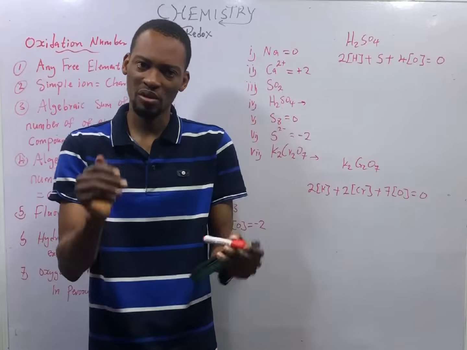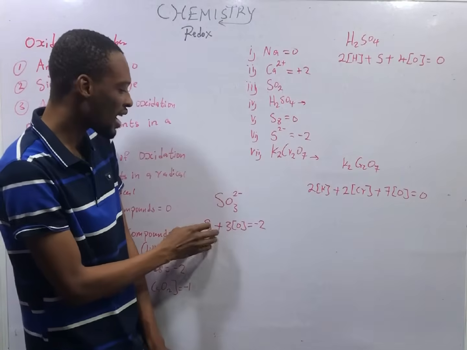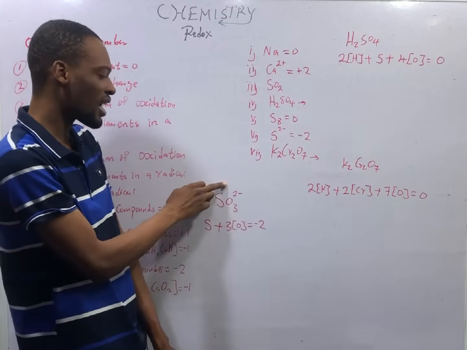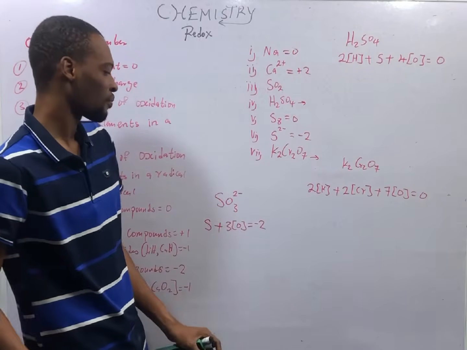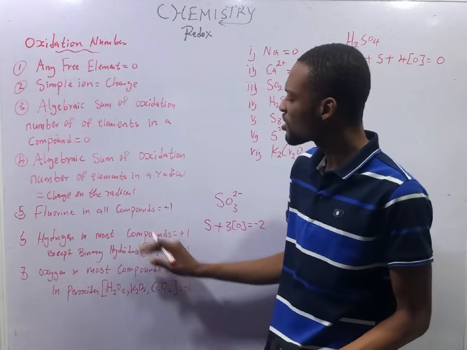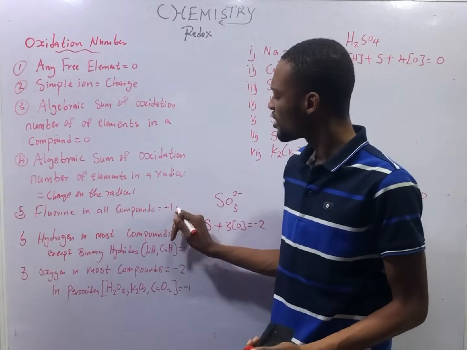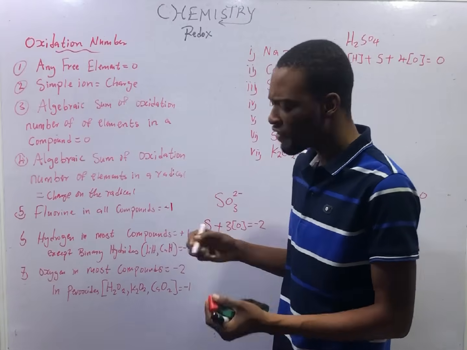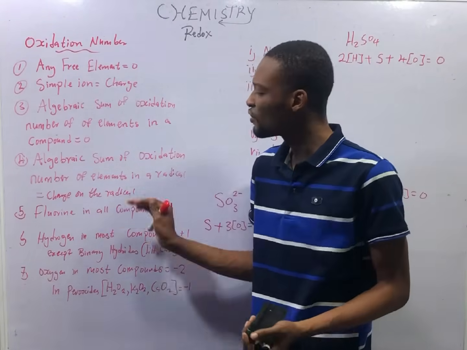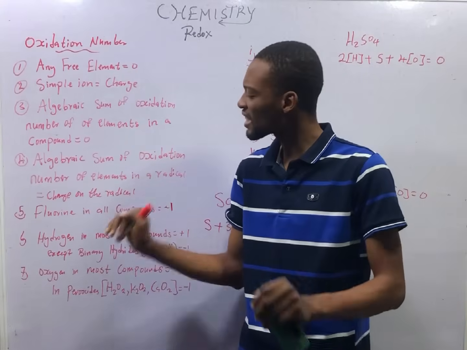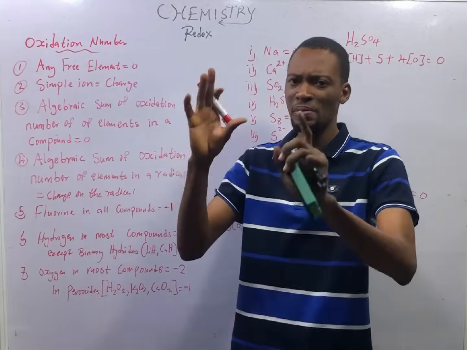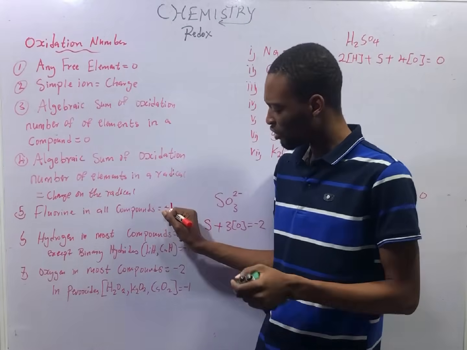If you see compounds with a charge, the sum of their oxidation numbers should equal the charge on the radical. So let's see the other rules. In all compounds, the oxidation number of fluorine is -1. Fluorine is a very electronegative element. In fact, fluorine is the most electronegative non-metal and it is the most reactive non-metal. And it is special. Anywhere it enters, it maintains its oxidation number of -1.